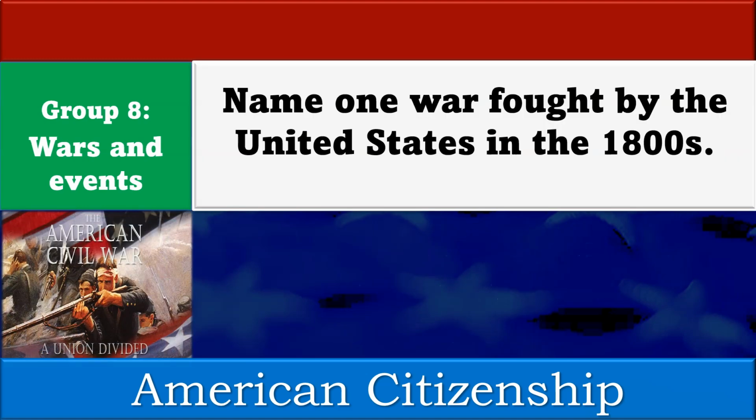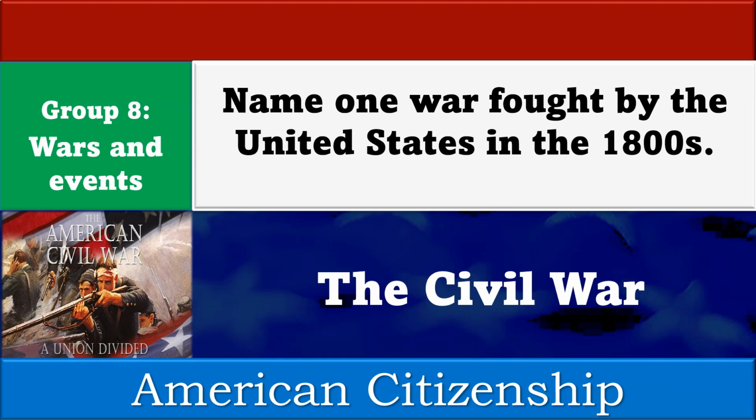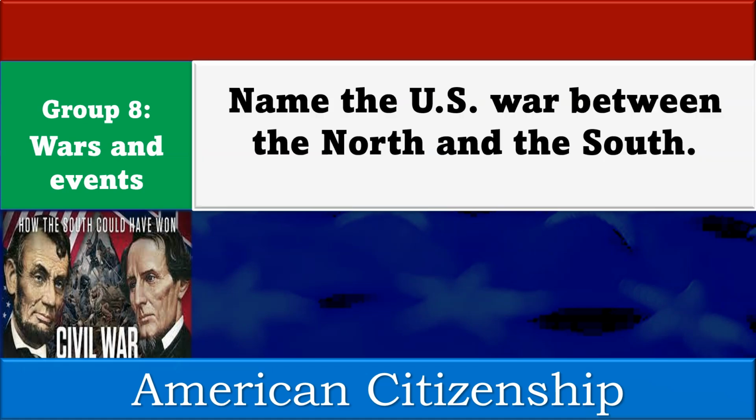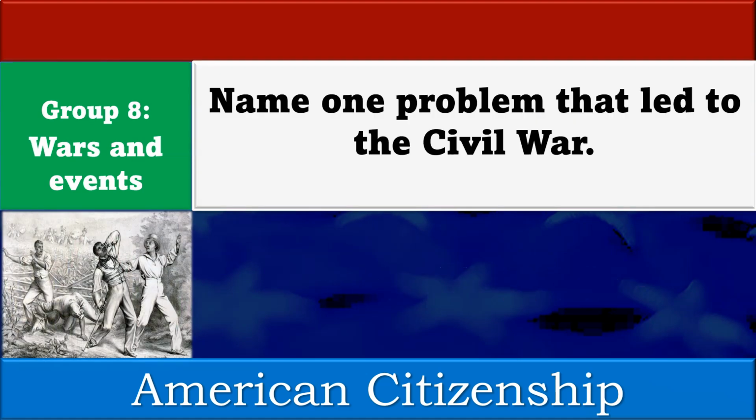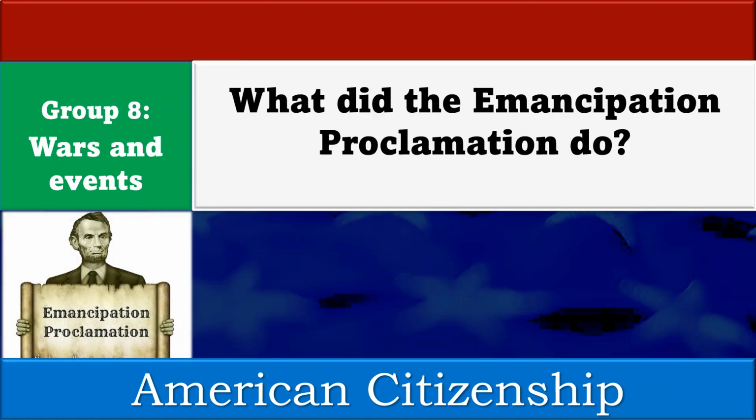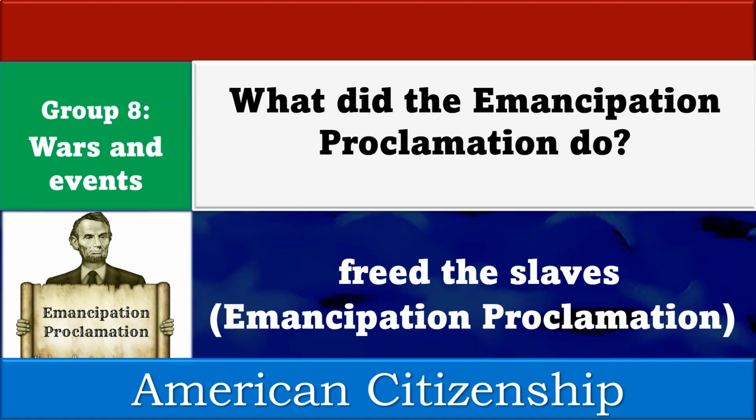Name one war fought by the United States in the 1800s. The Civil War. Name the U.S. war between the North and the South. The Civil War. Name one problem that led to the Civil War. Slavery. What did the Emancipation Proclamation do? Freed the slaves.